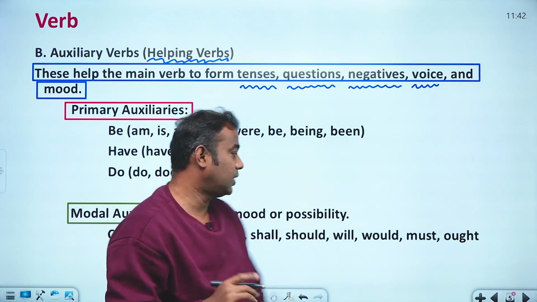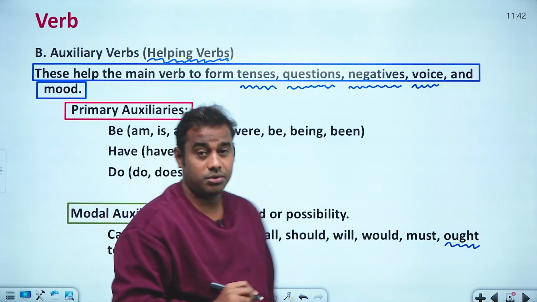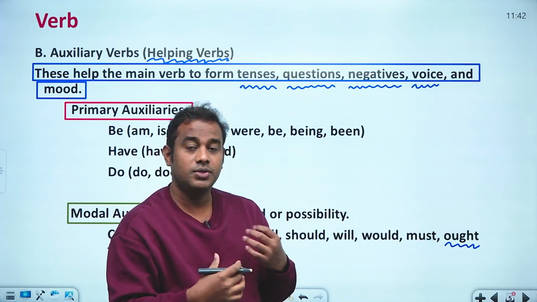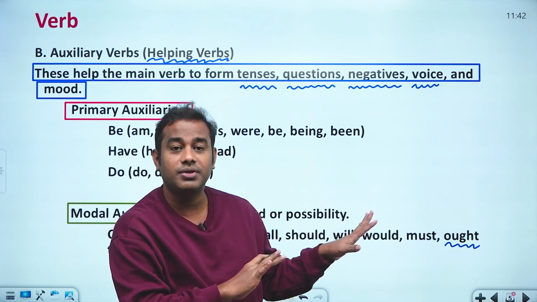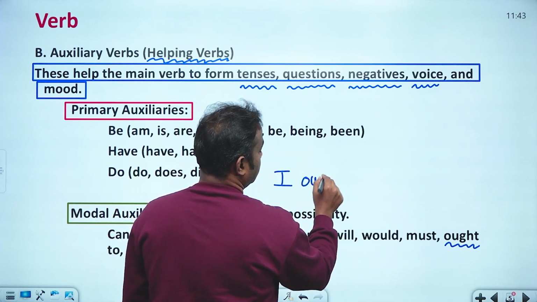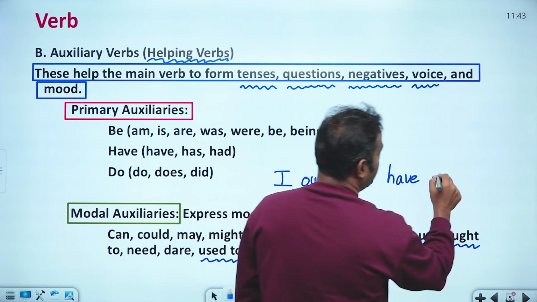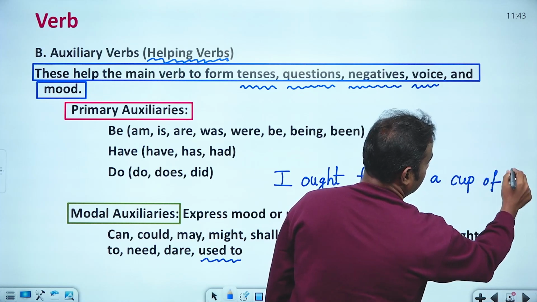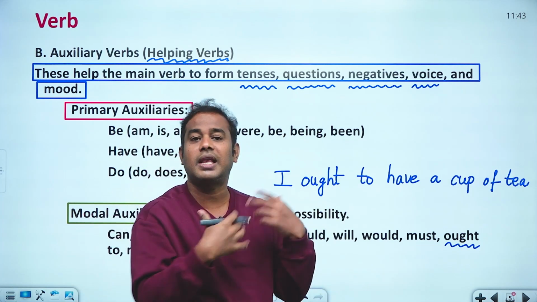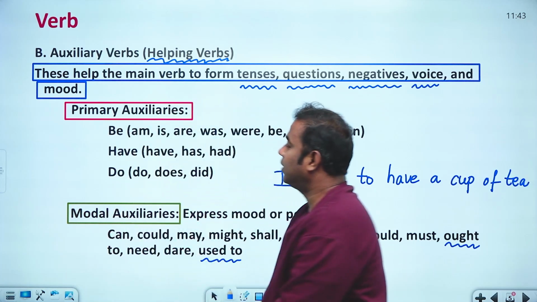Most of the time, generally, people do not use these words, but they are there in the grammar. So ought means what you are thinking. For example, I ought to believe that this guy is a good guy. Or, I ought to have a cup of tea. What do you mean by this? It means I would like to have tea. Instead of saying I think I'll have tea, I'll say I ought to have the cup of tea. So like this, these words are there.